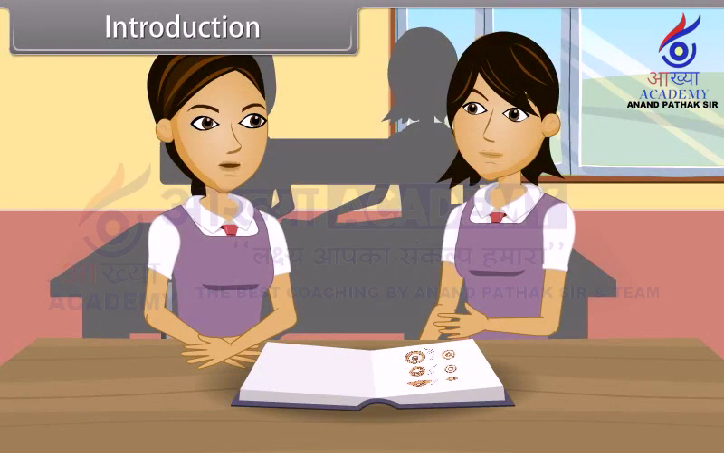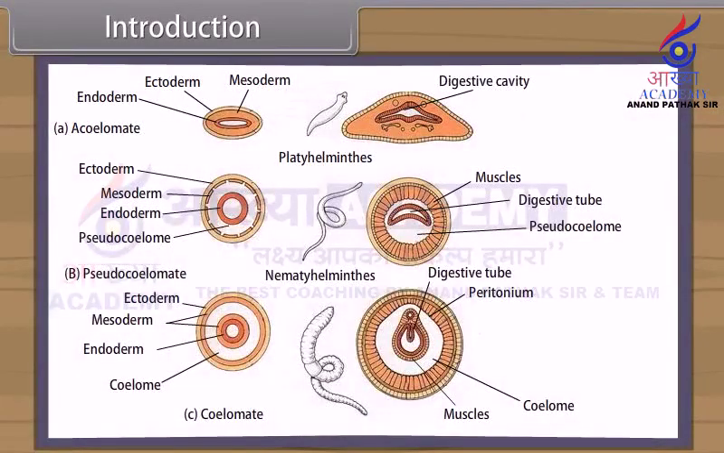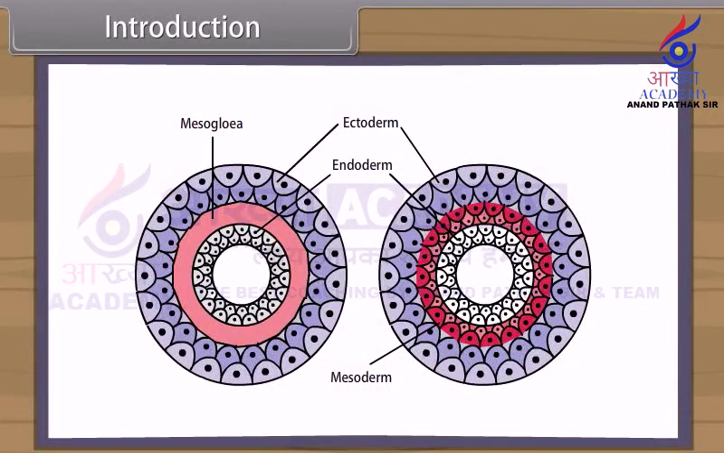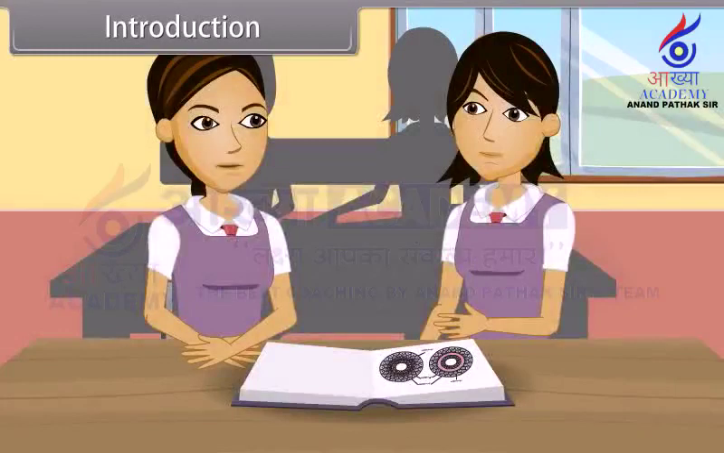On the basis of body cavity, the animals are either acoelomates, for example coelentrates and flatworms, or pseudocoelomates, for example nematodes. According to the number of germ layers, animals are either diploblastic, for example sponges and coelentrates, or triploblastic, for example flatworms to mammals. We will now discuss some important characters and examples of various phyla of kingdom Animalia.